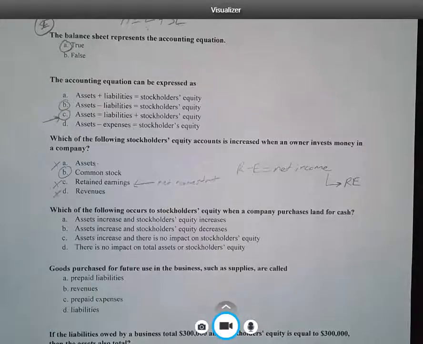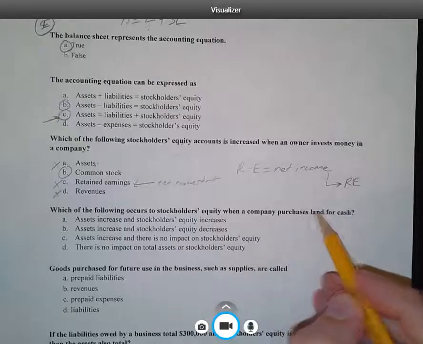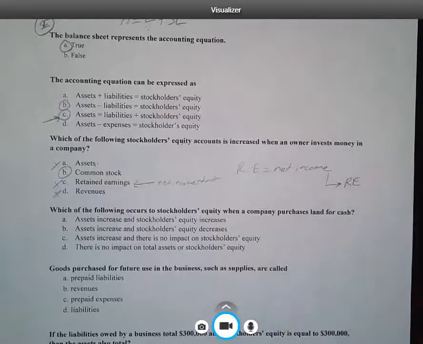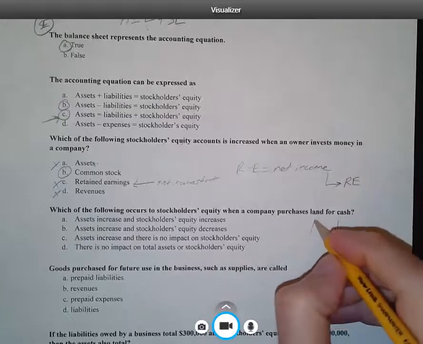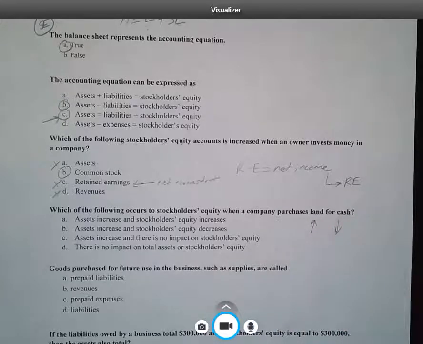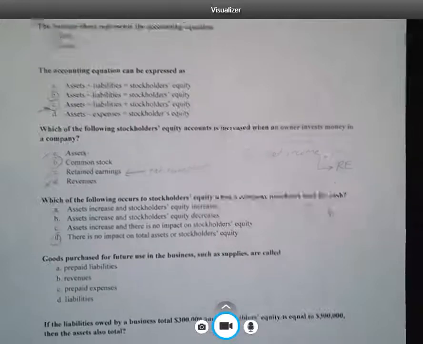If you recall, in this particular case, we are going to change the mix of the assets, because if we buy land for cash, meaning we're using cash to buy the land, that means cash is going to go down, but land is going to go up by the exact same amount. And because we're using cash and we're not financing it, we haven't created any liabilities, so stockholders' equity is unaffected. Our correct answer is D.